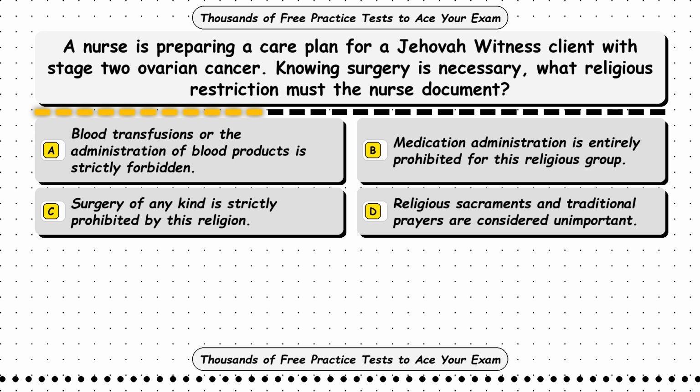Option A, blood transfusions or the administration of blood products is strictly forbidden. Option B, medication administration is entirely prohibited for this religious group. Option C, surgery of any kind is strictly prohibited by this religion. Option D, religious sacraments and traditional prayers are considered unimportant.